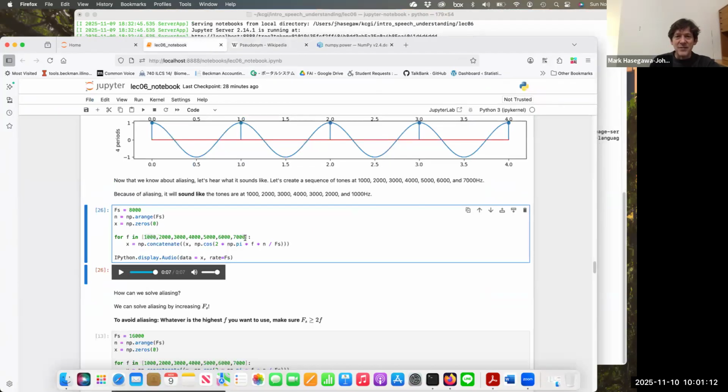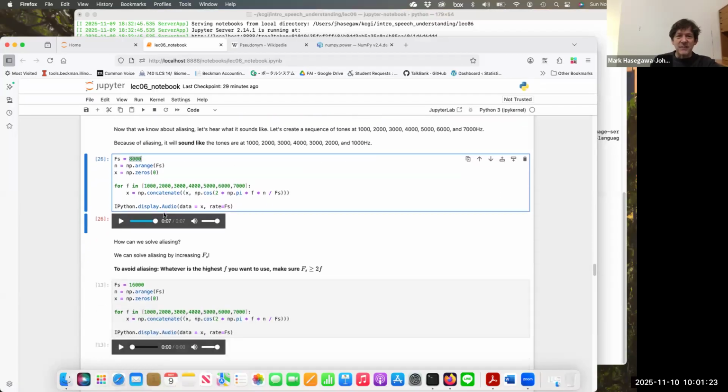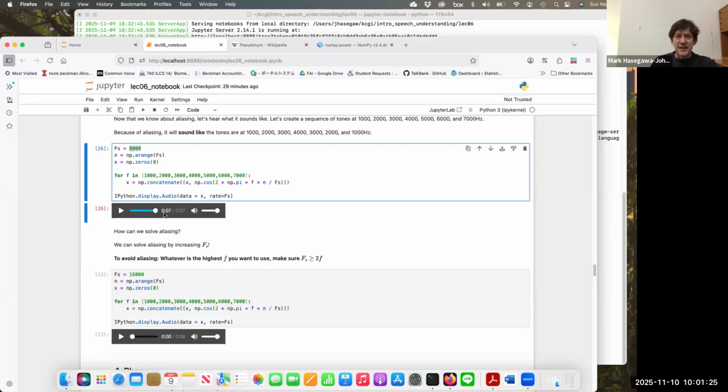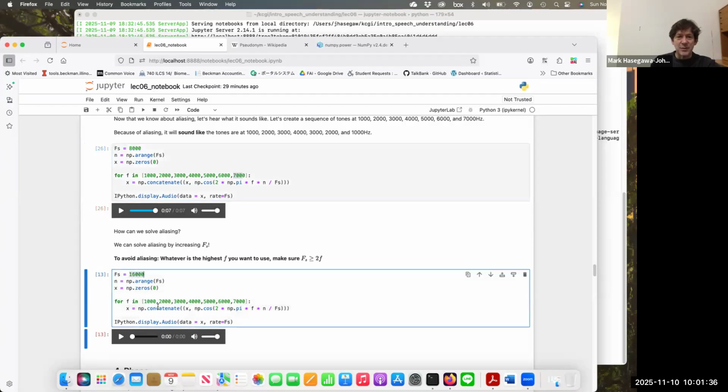In exactly the same way, 7,000 is actually a fake name for 1,000 hertz. And the reason that it's fake is that you can only create a signal that's up to 1/2 of the sampling frequency. If we sample 8,000 samples per second, we can only create frequencies up to 4,000 cycles per second. If we want to really generate a 7,000 hertz tone, we have to sample at 16,000 samples per second. If I have 16,000 samples per second, then I can create sine waves up to 7,000 hertz.